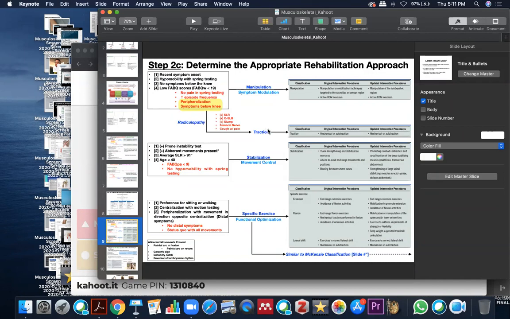If they were highly irritable, you would use the traction, because traction is a little less vigorous. If they're having a lot of pain and a lot of symptoms, you would choose traction because it's easier on the patient. But if they can tolerate it and have low irritability, then you can get by using slump stretching.